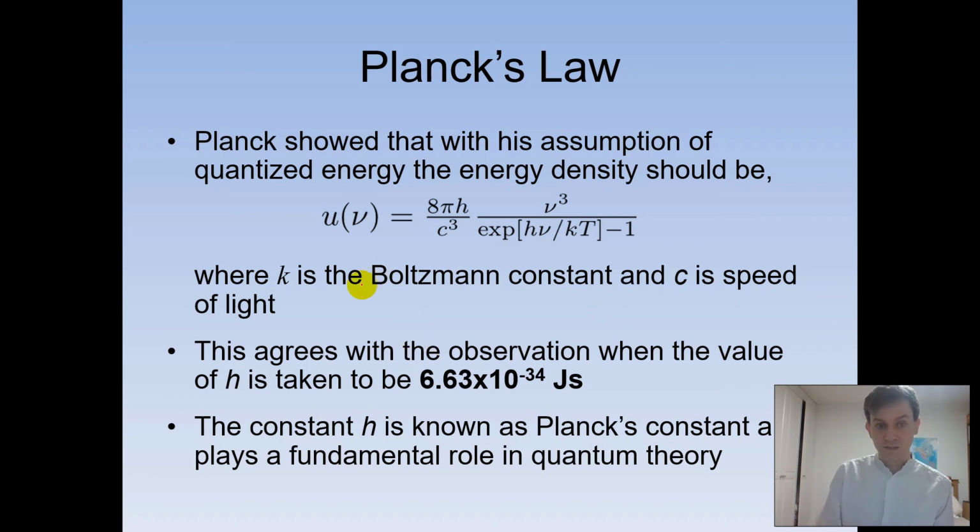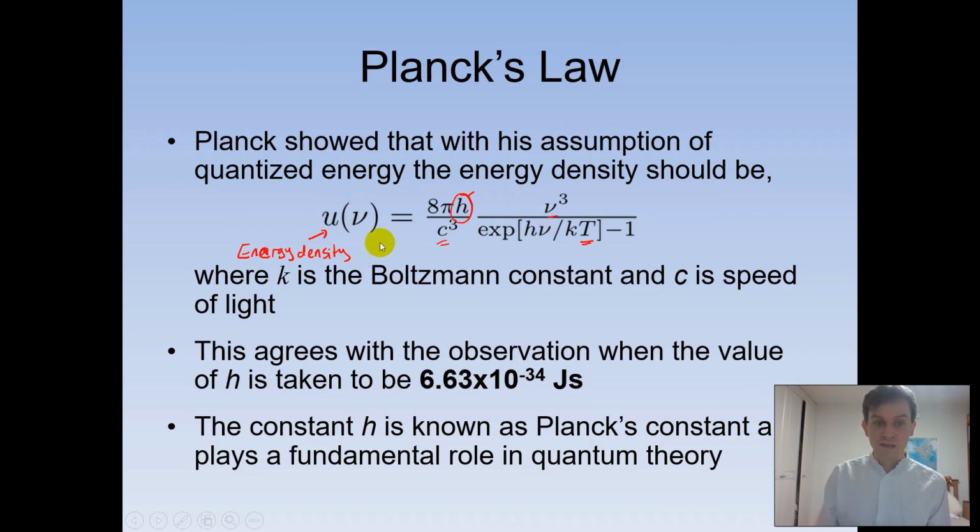Planck used the theory of statistical mechanics with his assumption about energy quantization to work out what the energy density should look like, and he came up with a formula that looks like this. Here U is energy density, and you can see it depends upon the speed of light, and it depends upon frequency, as it must do. T is the temperature of the body, and it also depends upon this new constant which he invented to describe the quantization of energy of light.